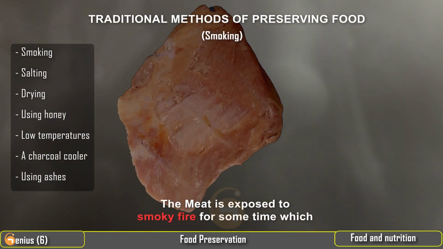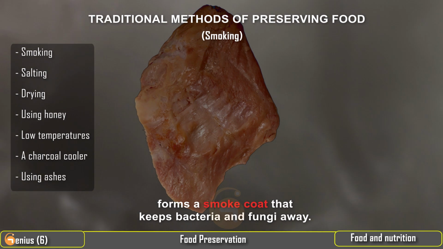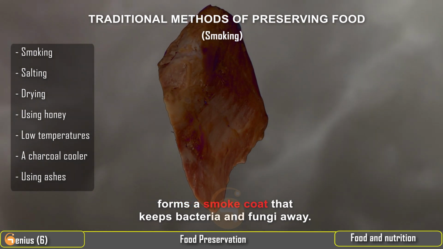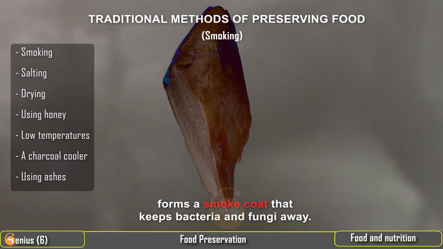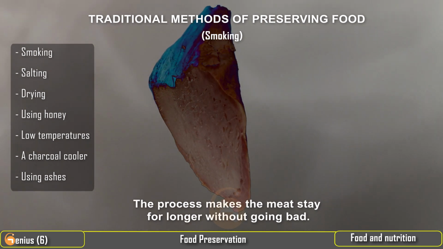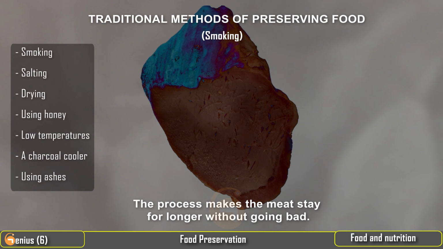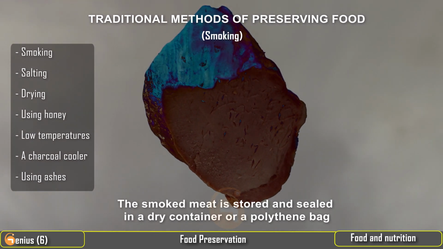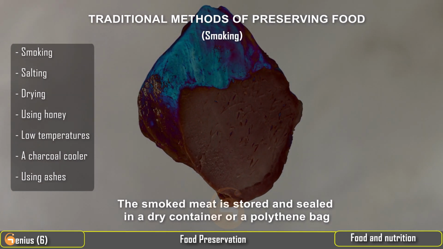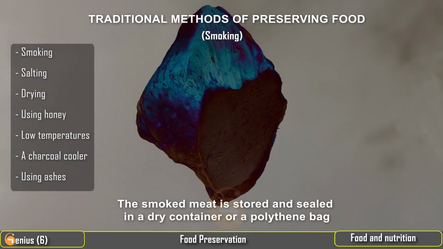The meat is exposed to smoky fire for some time, which forms a smoke coat that keeps bacteria and fungi away. The process makes the meat stay for longer without going bad. The smoked meat is stored and sealed in a dry container or a polythene bag.